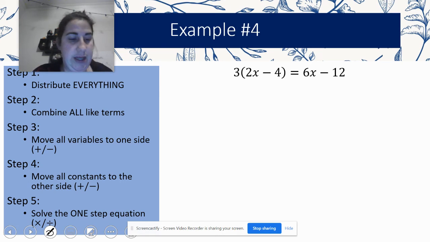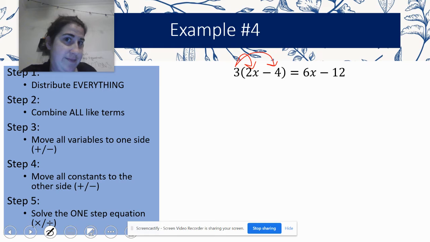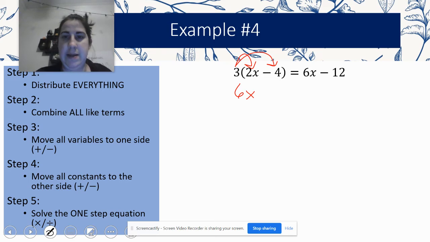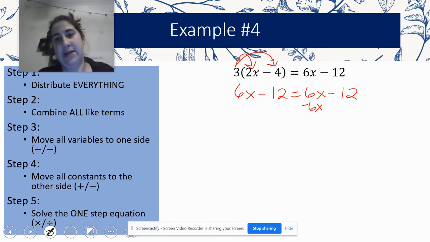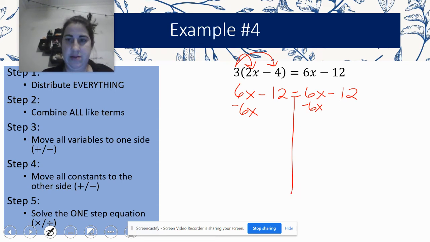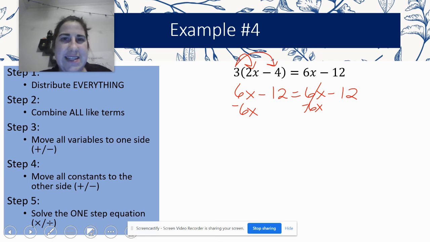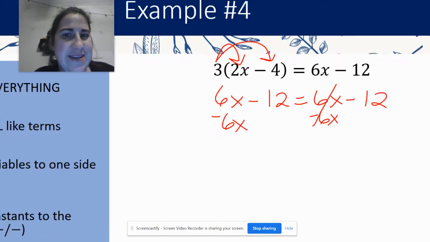All right. Let's go ahead and do another. Okay, so we need to distribute. Why don't you guys go ahead and pause the video and try it and then check your answer with me. All right, welcome back. So I'm distributing. I get 6x minus 12 is equal to 6x minus 12. I don't have anything to combine, so I can go ahead and start moving my variable over. Minus 6x, minus 6x. Okay, so that cancels out. 6x minus 6x gives me 0.